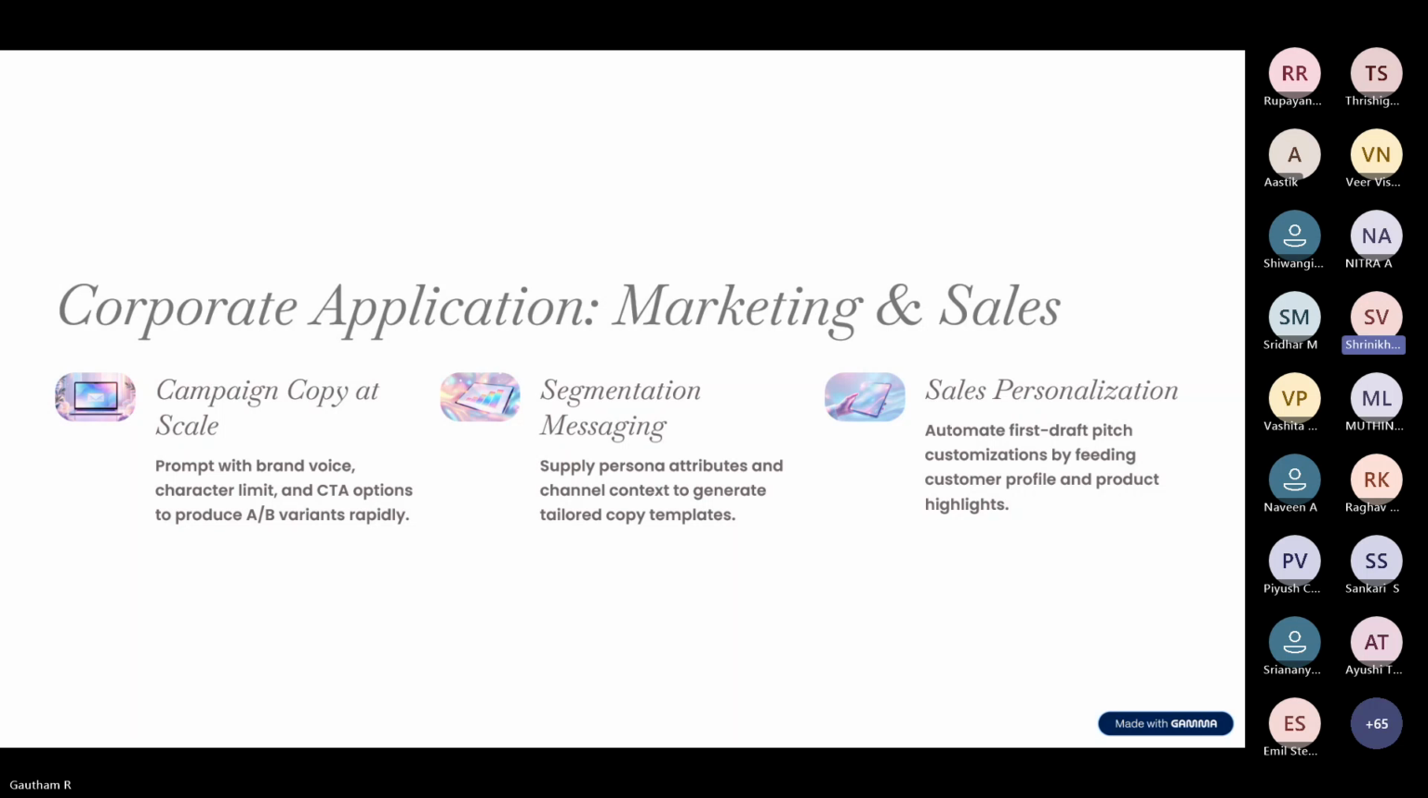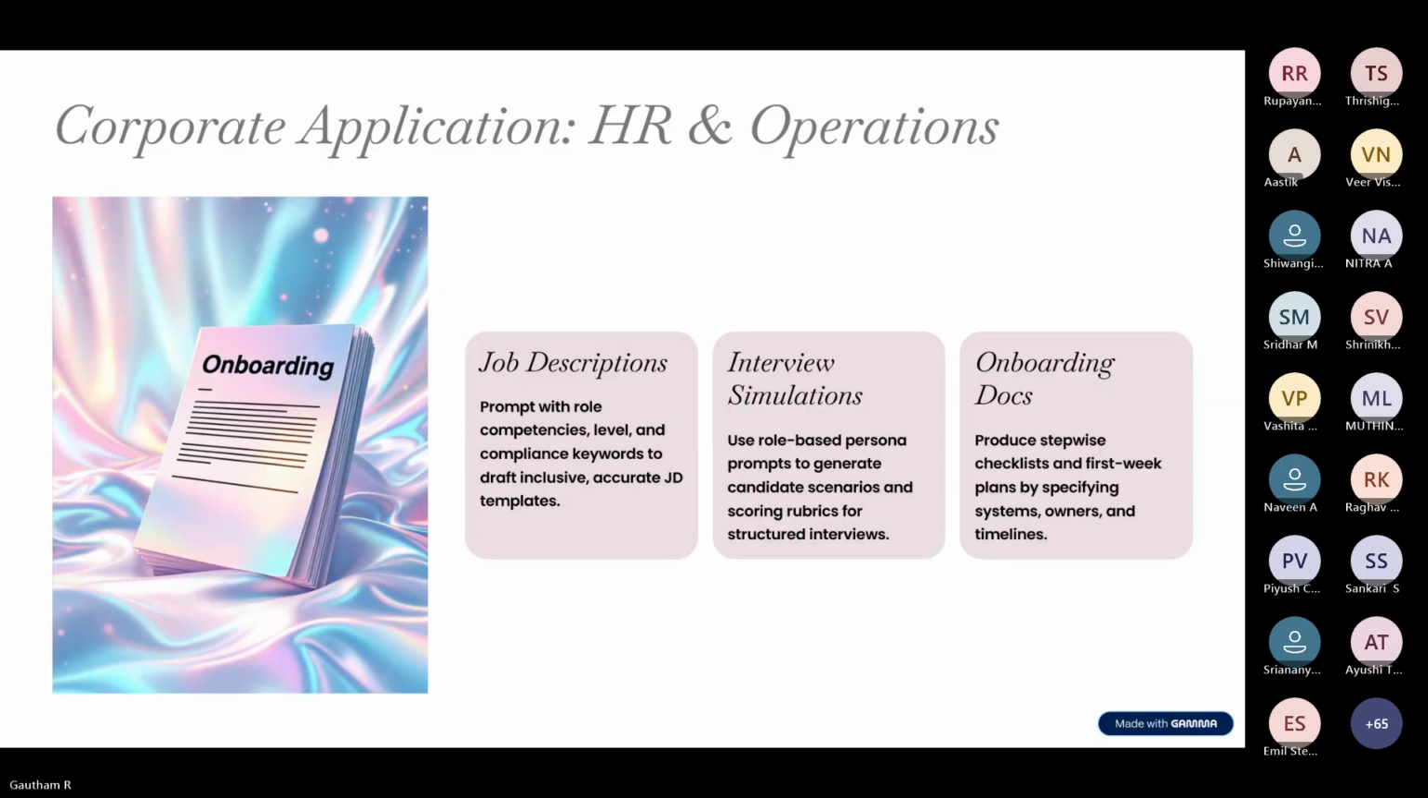This is basically for marketing and sales. Next, this is for HR and operations, where we can use AI with a good prompting technique for interview simulations or preparing documents and job descriptions, where the AI model can do redundant jobs which generally require a lot of human effort and time. So that's it from my side.